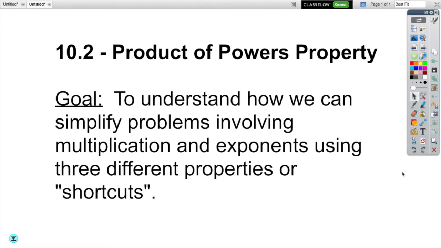Now, keep in mind that what we're trying to do here is help you understand where these properties or shortcuts come from. So you're going to see a lot of work done out the long way as far as what exponents represent. But then we're going to try to see if we can find some patterns, where those patterns are going to help us shorten things up.